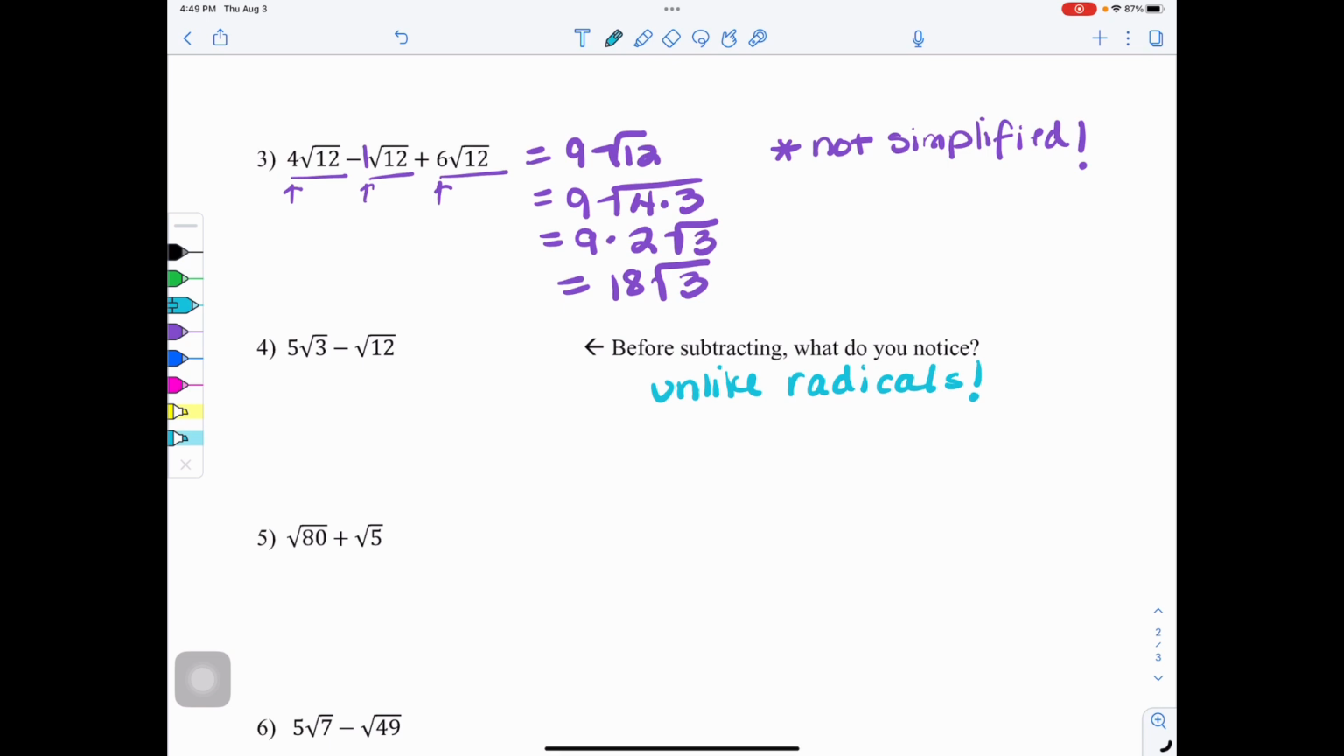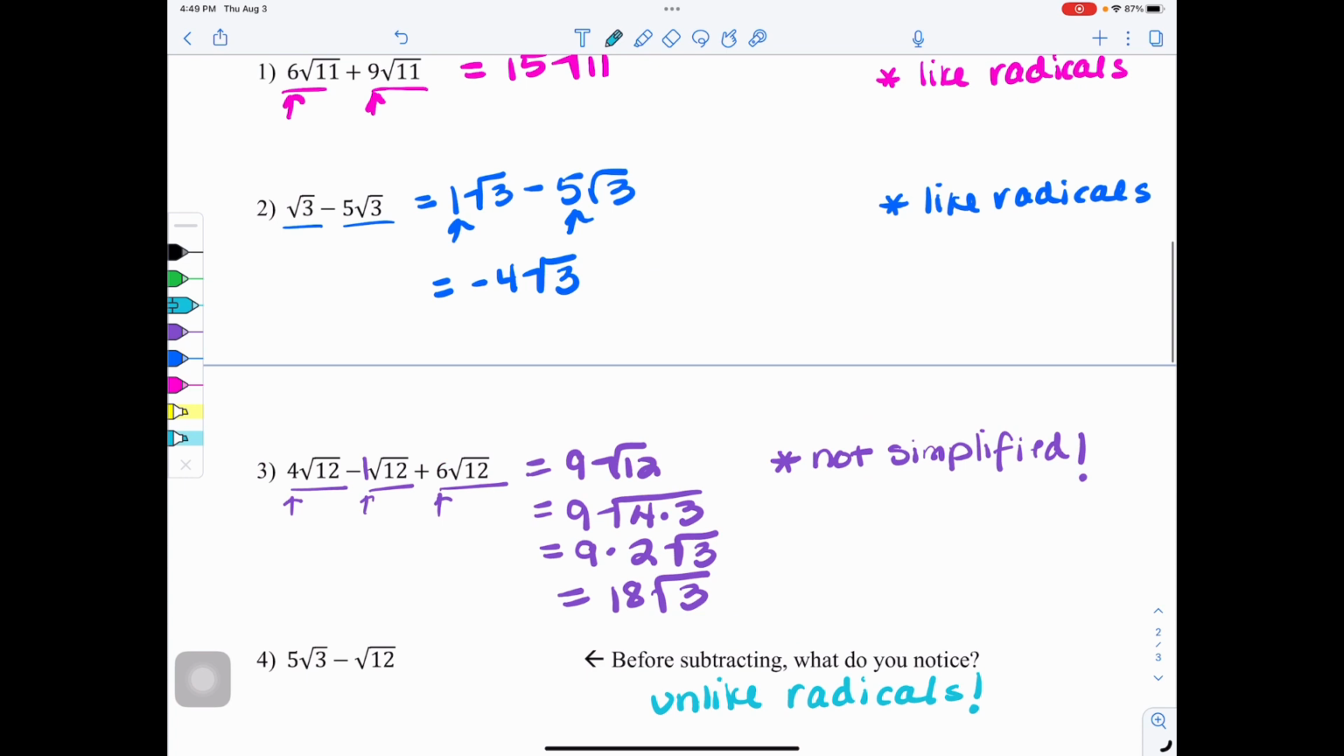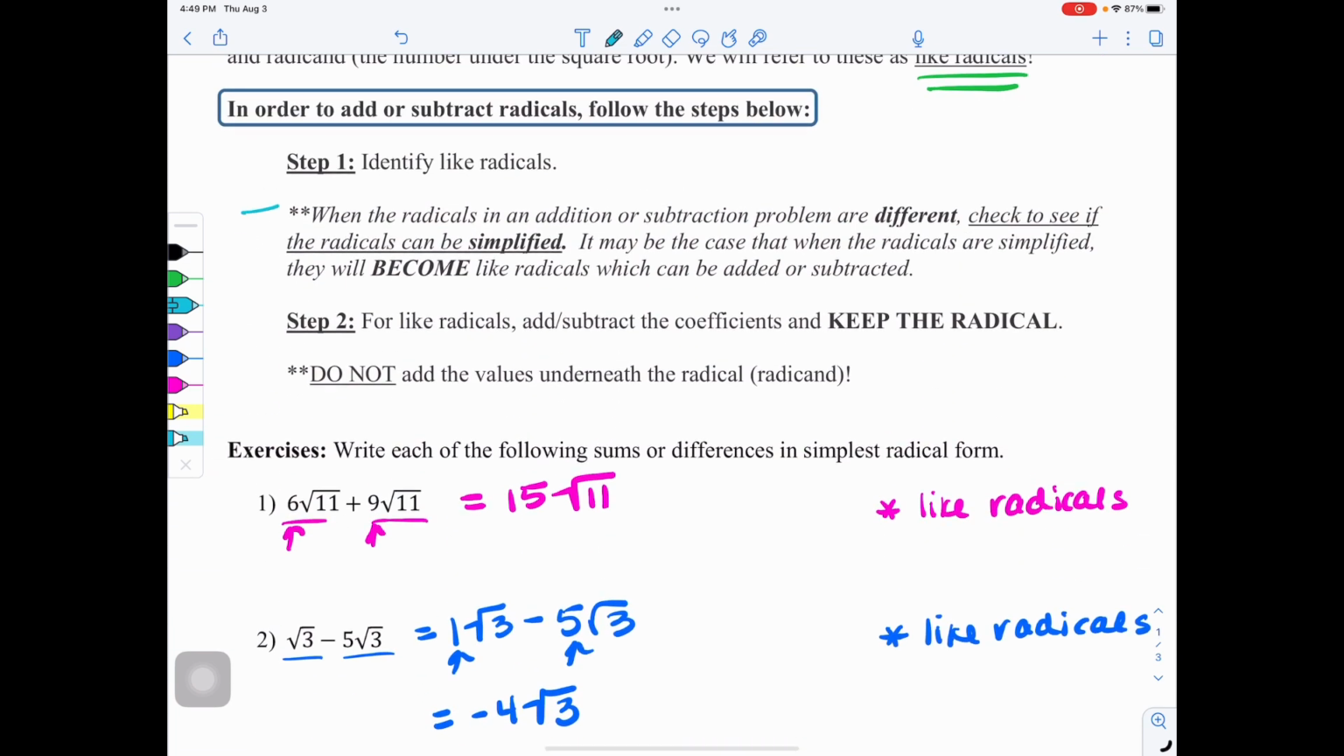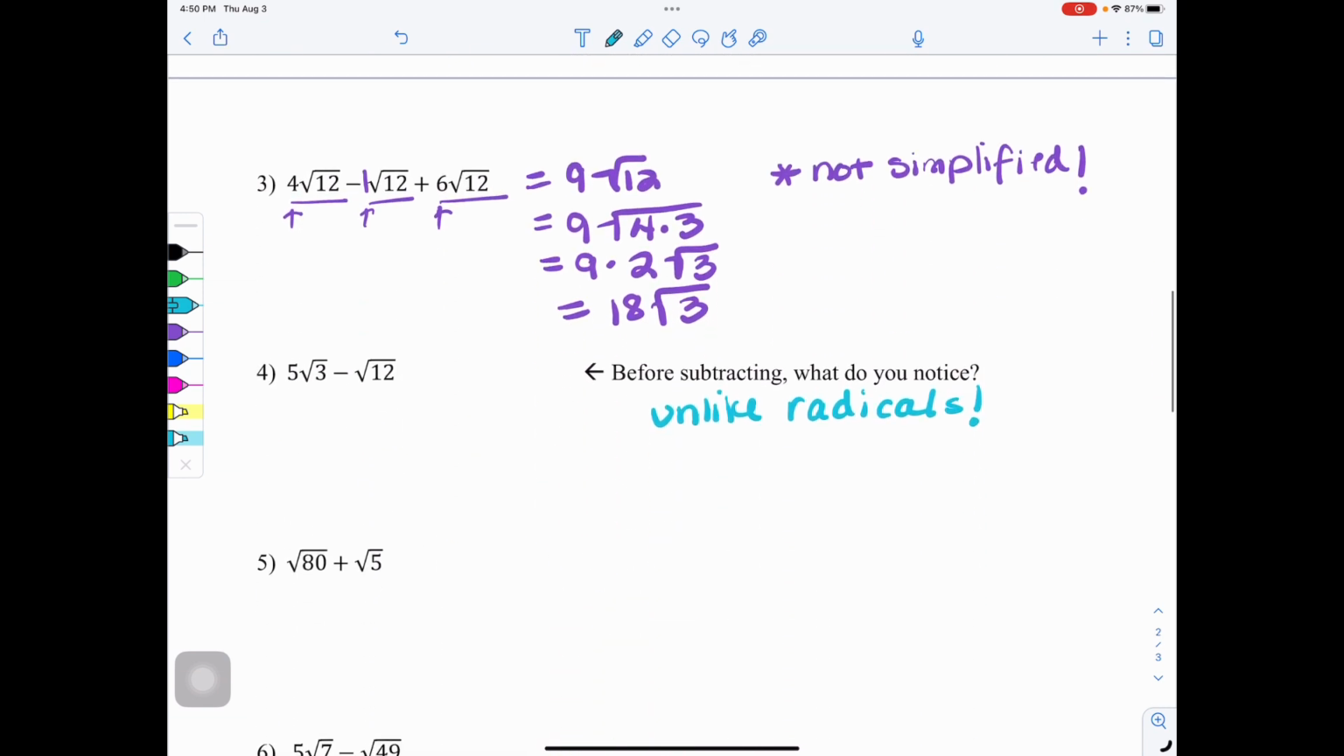Okay, so right now it looks like I can't do anything with this. So if you remember, when I go up here, we got to look at this double star moment. It says when the radicals are different, we have to check to see if they can be simplified first, because they might end up becoming like radicals after we simplify. So we're going to go take a look and see if we can simplify. We can. We just did the square root of 12 above. So we know we can simplify that. So this is going to be 5 square root 3 minus, and you can put the 1 in there if you need to, but you don't have to have it.